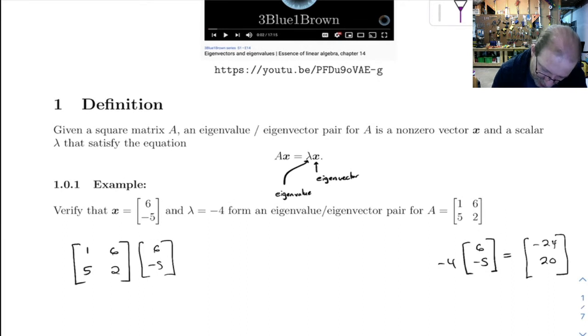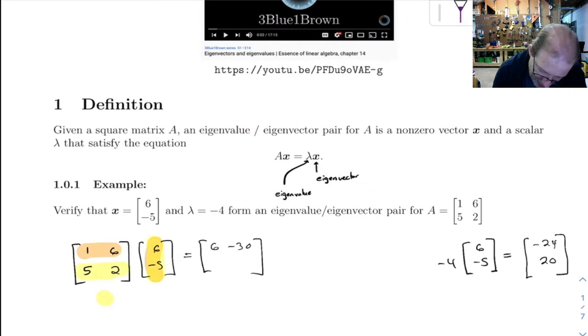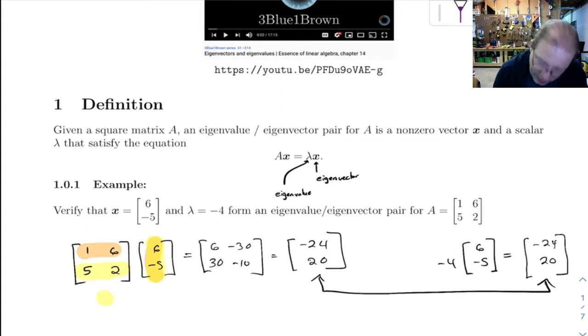But let's come back over here and verify that this is correct. If I multiply this times that, I get 6 minus 30. And if I do the bottom, this times that, I get 30 minus 10. So I get negative 24 and then positive 20. These are equal, so that verifies that this is an eigenvalue and an eigenvector pair.